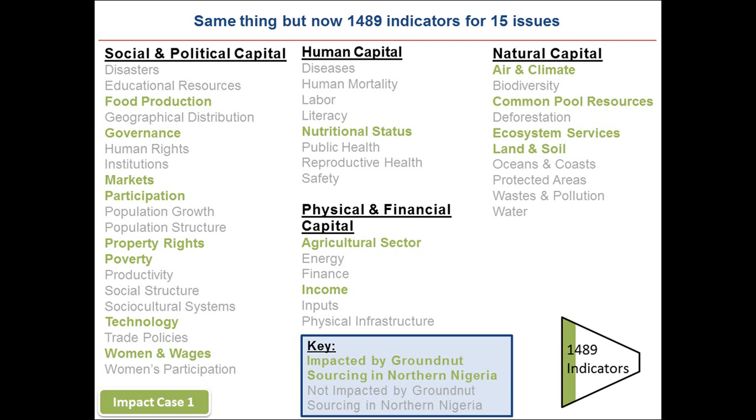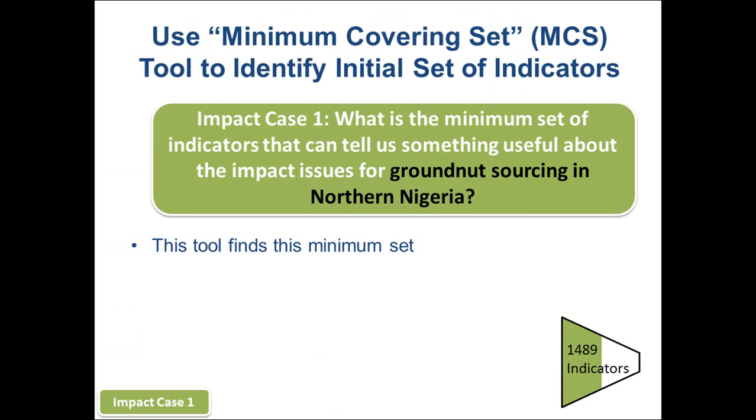But again, you can see how the selection process becomes more difficult as the number of issues and indicators rises. In this case, nearly 1,500 indicators providing information on 15 integrated issues and their various components. So to assist us in this selection process for our large set of indicators and issues, our team has developed a tool that identifies the smallest set of indicators required to provide information about a given set of issues. This tool uses an algorithm that solves the well-known mathematical problem called the minimum covering set problem. So see our webinar on this tool for more detailed information about how it works.